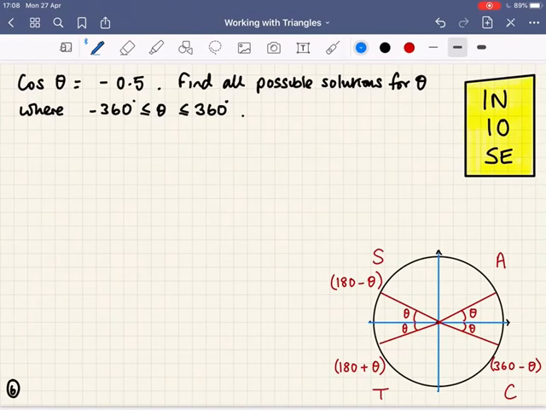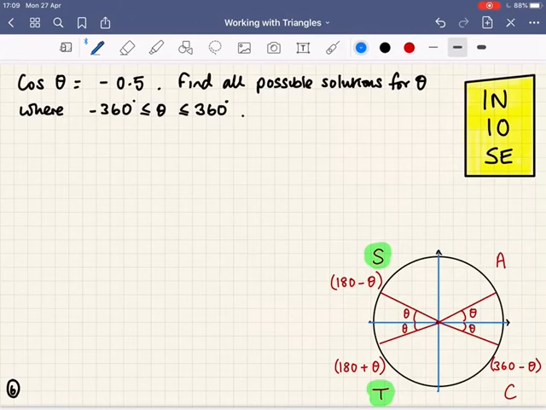In this example, let's have a look at the cosine ratio just to round things off. Cosine theta equals minus 0.5. Find all the possible solutions. Now, it's a negative result here, so again, I'm just going to highlight that a negative result for cosine must come from either the second quadrant or the third quadrant. Those are the two places where cosine is negative.